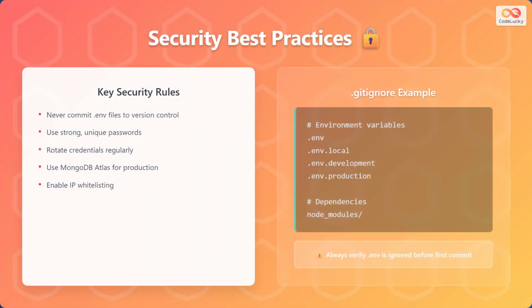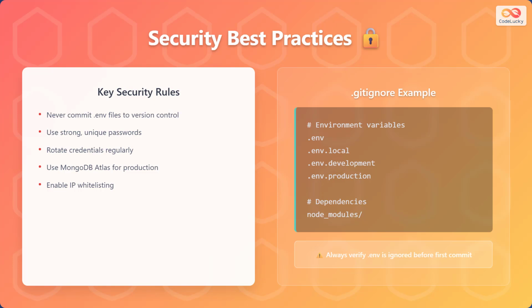When working with environment variables, it's essential to follow security best practices to protect sensitive information. Here are some key security rules to keep in mind. Never commit your .env files to version control systems like Git. Always use strong, unique passwords for your MongoDB databases. Remember to rotate your credentials regularly to minimize the risk of unauthorized access.